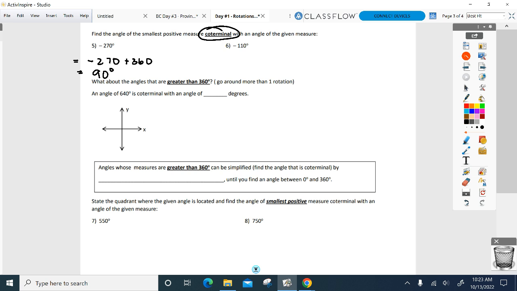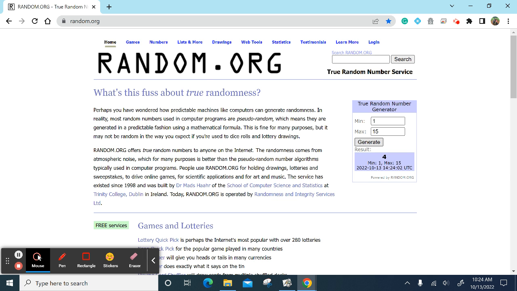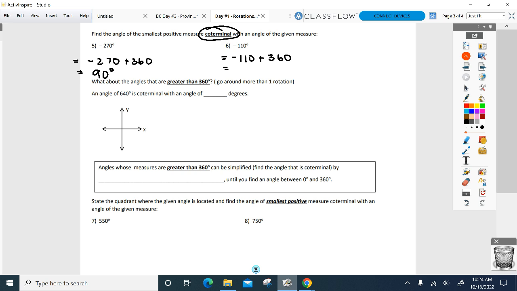What about negative 110? If I want an angle coterminal with it, I add 360 and get an angle of 250. Yep. There we go. Those angles are the exact same, just in different directions. Questions from you guys? Anything?